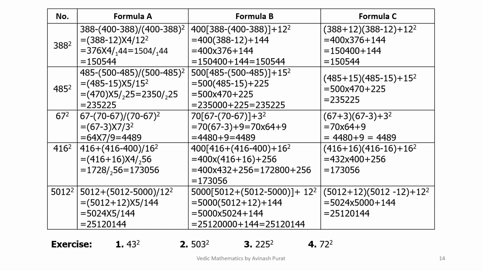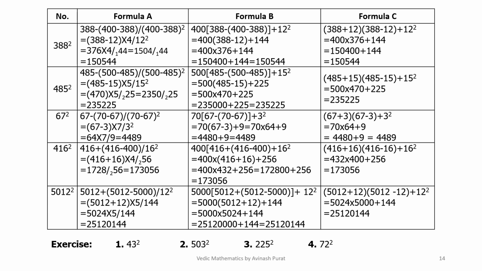Third formula: (388 plus 12) multiplied by (388 minus 12) plus 12 square equal to 400 into 376 plus 144 equal to 150400 plus 144 equal to 150544.